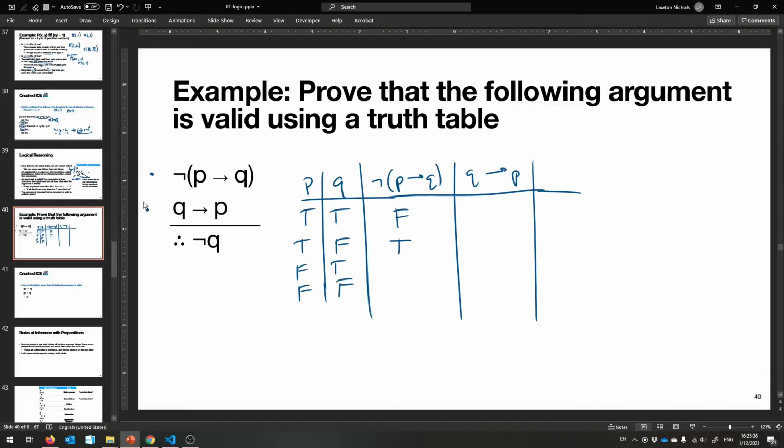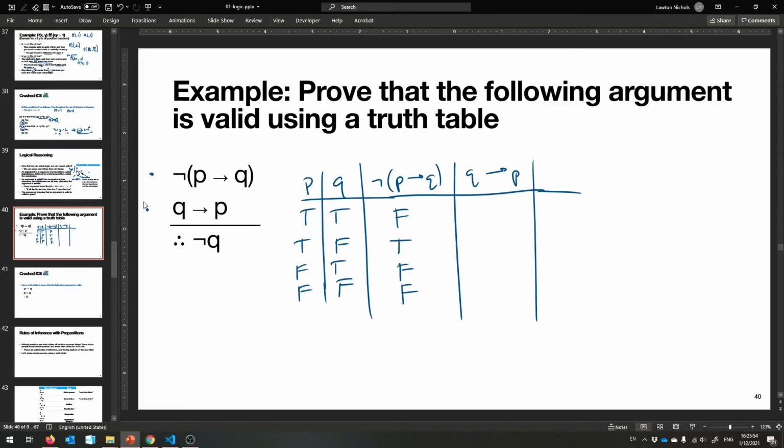And then the rest of these, P implies Q for false and true, that's true because the original thing was false. And so negating that is false, negating that is false. So that's not P implies Q.